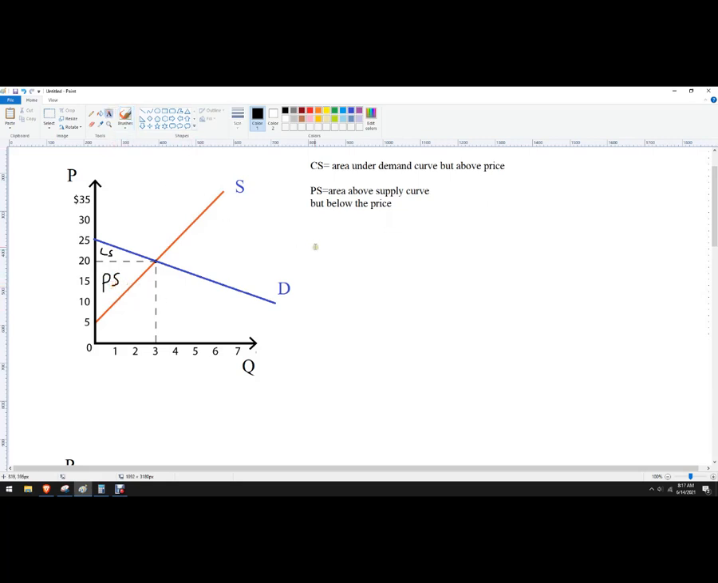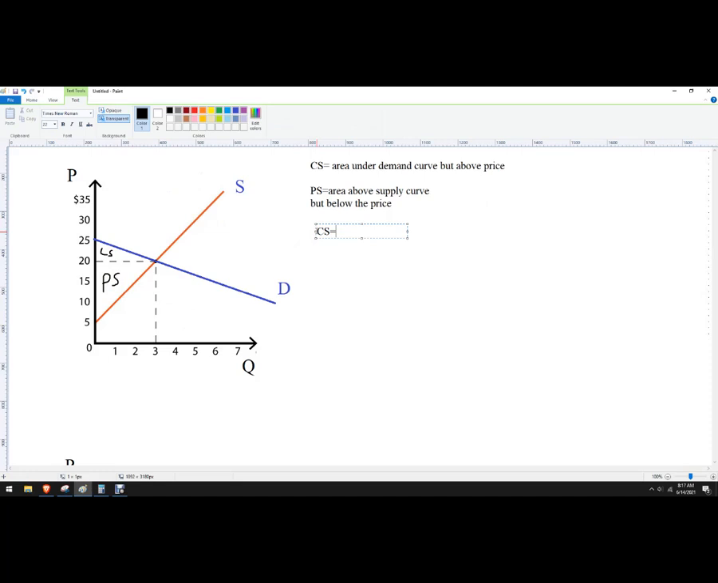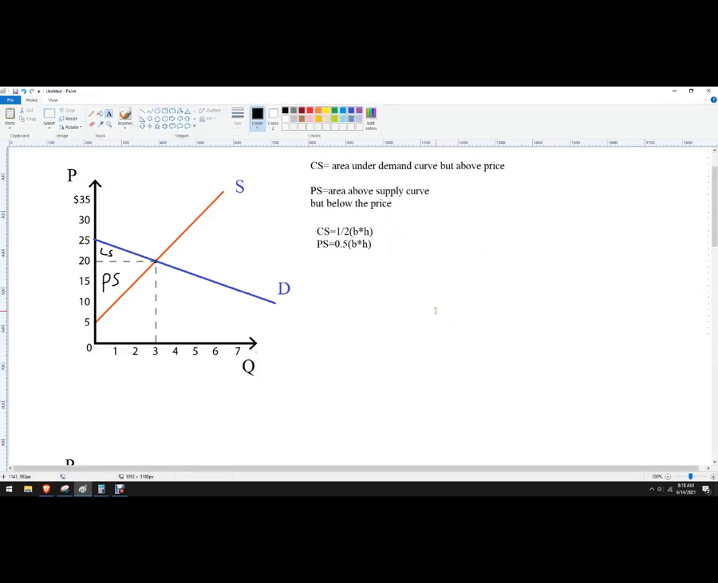To calculate this, the consumer surplus formula is 1/2 times the base of the triangle multiplied by the height. And then producer surplus is the same thing. I'm going to write it in a different way: 0.5 times base times height. Okay. And so I'm going to suggest, if you want better practice, you pause the video right now, try to calculate it before I do the example. So pause the video, give it a shot.